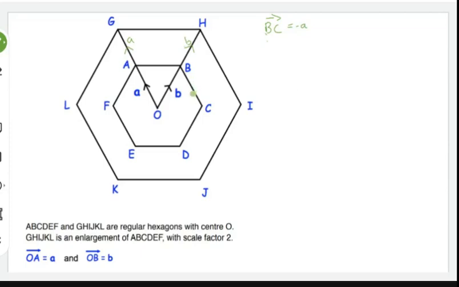So okay. C to B, yes, we can put an arrow like that. And indeed, that's going to be A. But B to C, different ball game. So yeah. D to C would be B. Yes. D to C is indeed B.